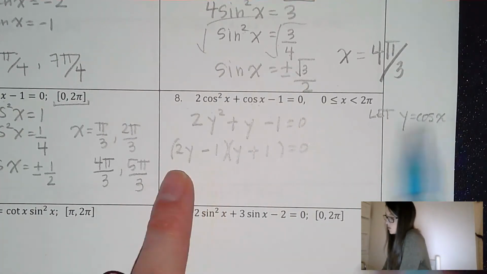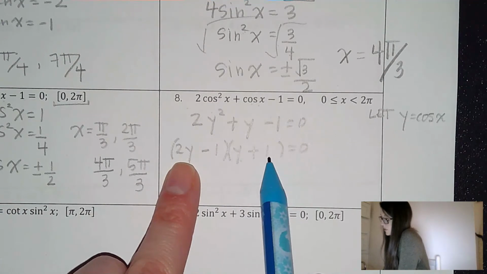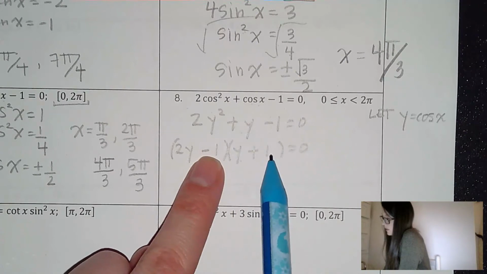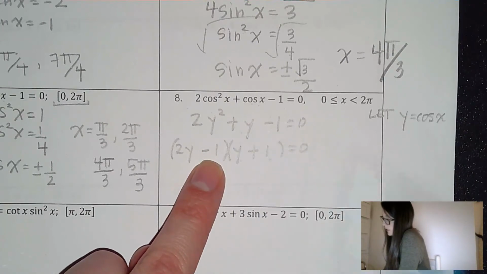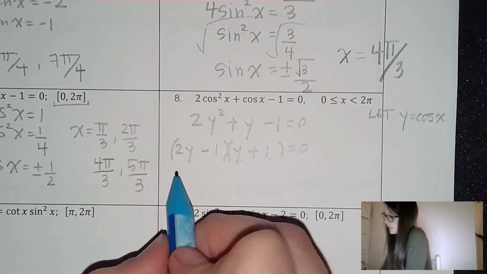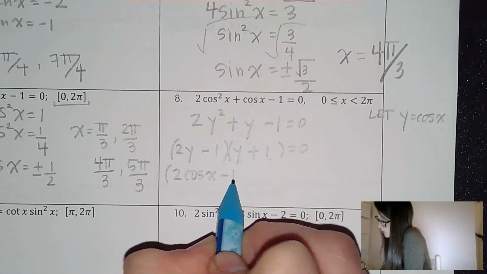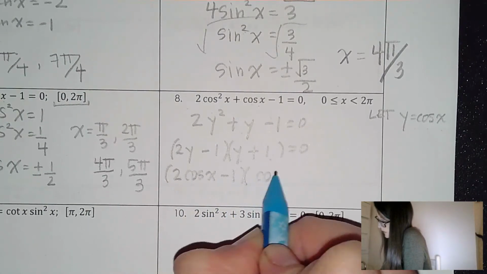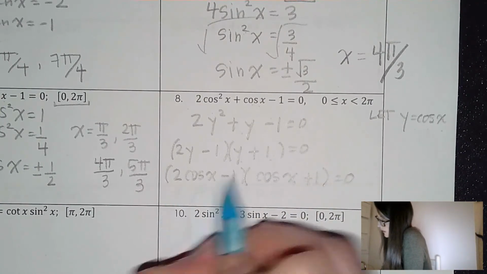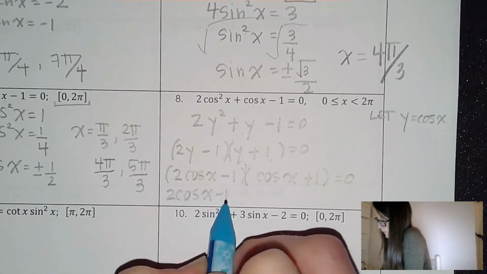So let's just check it. So 2y times y gives you 2y squared. 2y times 1 is 2y, negative y. So that adds together to give you y, and a negative 1 times a positive 1 is a negative 1. Okay, well we let y equal cosine of x over here. So this can turn into 2 cosine of x minus 1, and this one would be just cosine of x plus 1. And then we would factor, so we set both of those equal to 0.